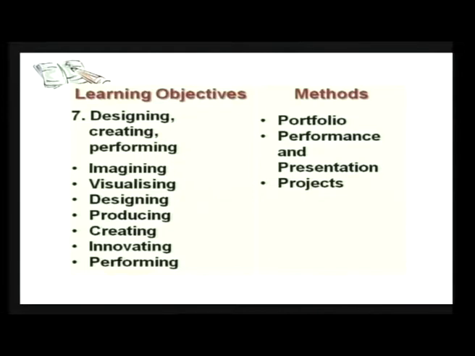If you think that the learner will be able to design something, create something, perform something, these are high order learning objectives. So, you can go for portfolio, develop in a portfolio, performance and presentation and projects. You can tell that you develop a project, you can go for presentations. So, this will include all learning objectives like imagining, visualizing, designing, producing, creating, innovating, performing.